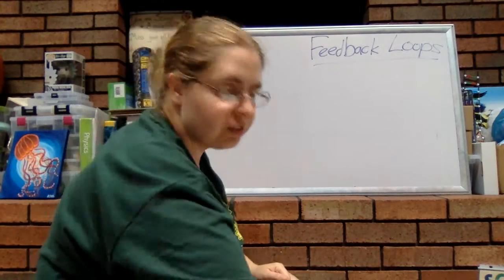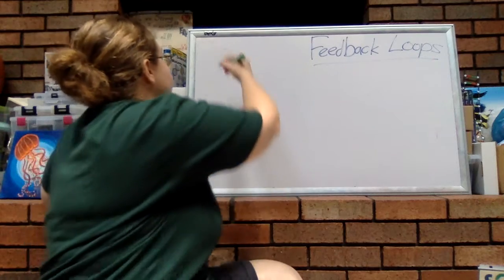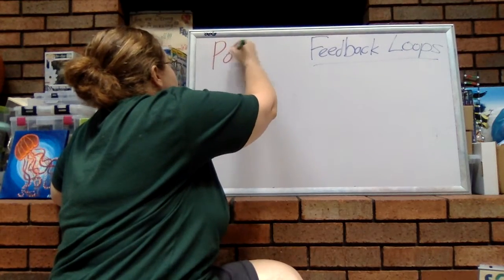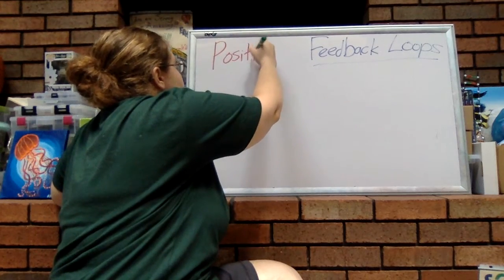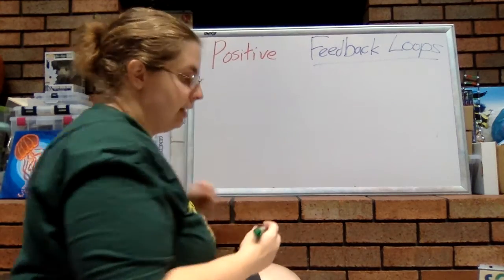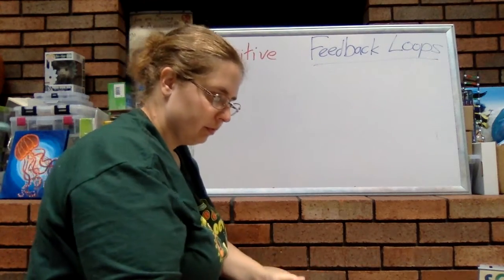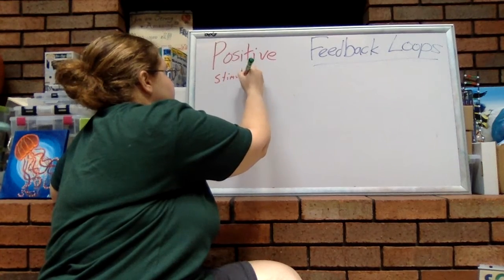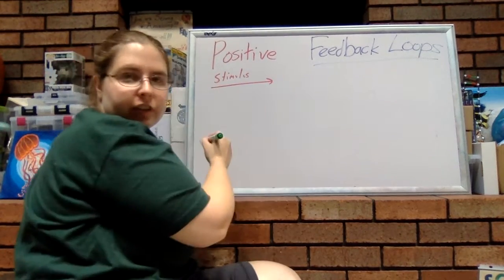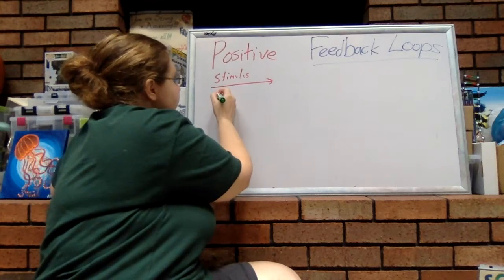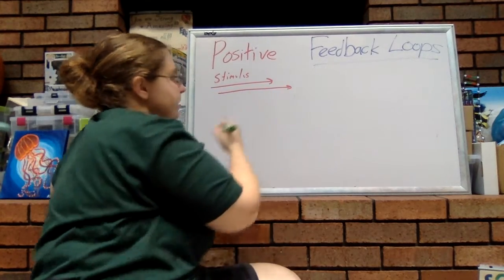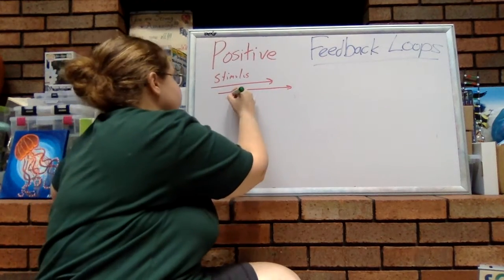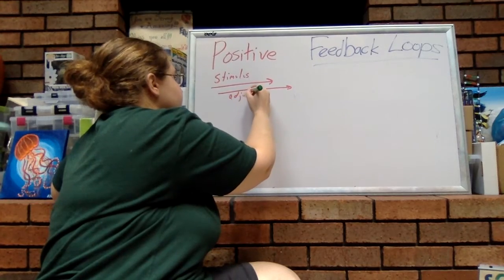All right, let's talk about positive feedback loops. Now in this case, when a stimulus is made in one direction, the body is going to build off of it and work in the same direction in order to make adjustments.